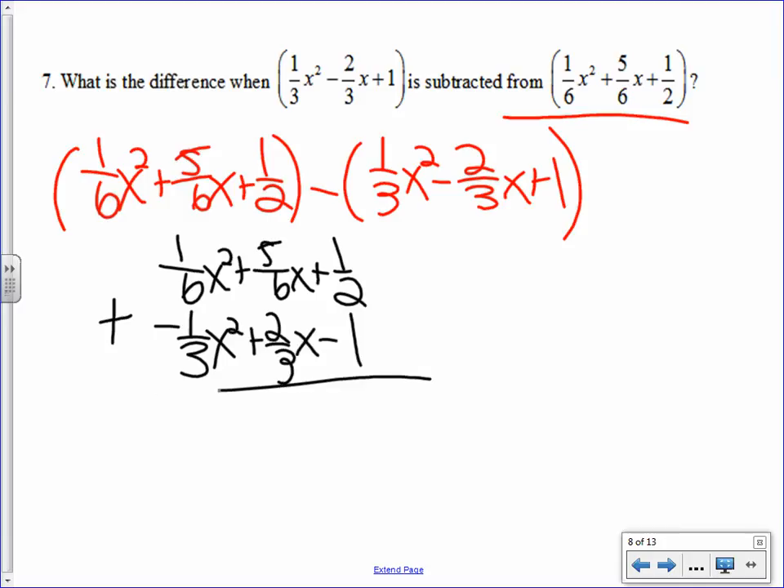This is algebra 1. The algebra 2 part is with the fractions now. 1/6 plus negative 1/3. I suggest you do it in the calculator. I'm not going to pull the calculator up now, but I suggest you just put it into the calculator and have the calculator do the work for you. 1/6 plus negative 1/3 is negative 1/6. 5/6 plus 2/3 is 9/6. If you reduce that, that's 3/2. 1/2 minus 1 is negative 1. That's it.